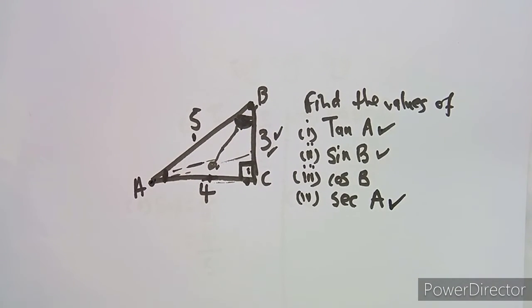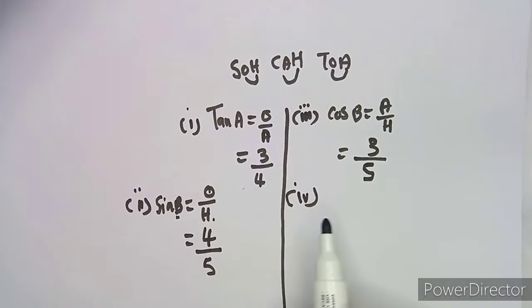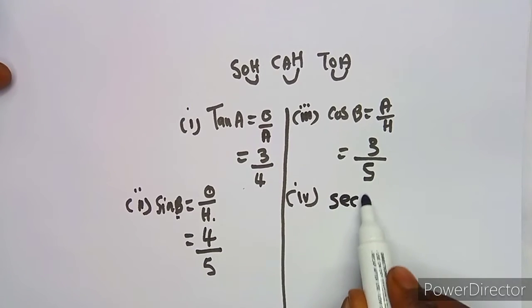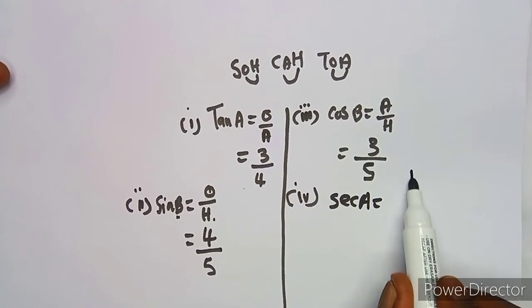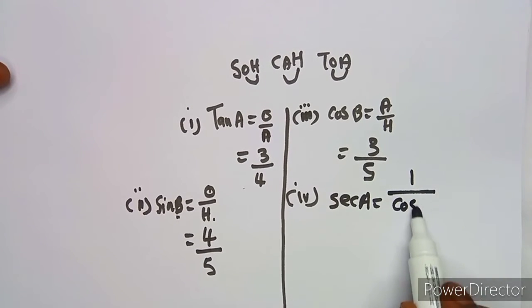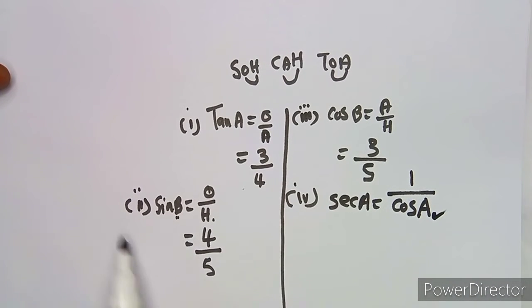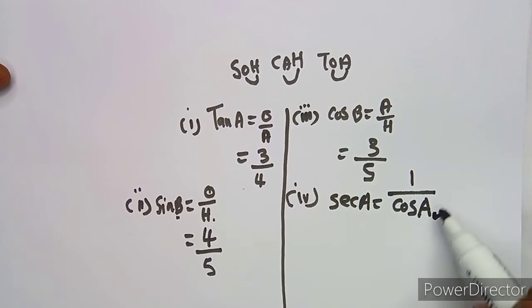So where are we going to have sec, guys? Remember, we said sec is given as 1 over cos. So this sec A is going to be 1 over cos A, just like that. So you just need to calculate cos A, of which we do not have the value here. So you're going to find the value of cos A first.